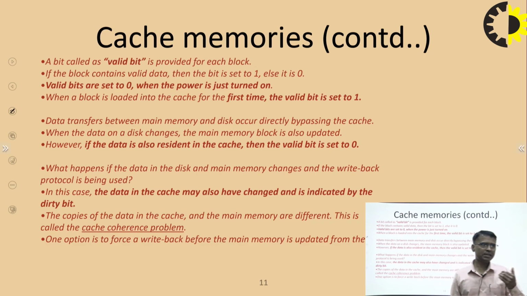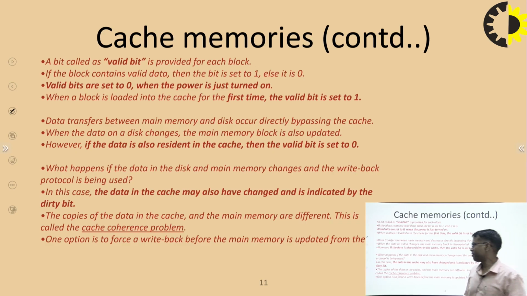So when we transfer data between the main memory and a disk, directly bypassing the cache, certainly when the data on the disk changes, the main memory is also updated. However, if that data is also resident in the cache, then is it valid? No, the bit is set to 0, because there is an exchange between the main memory and the hard disk.